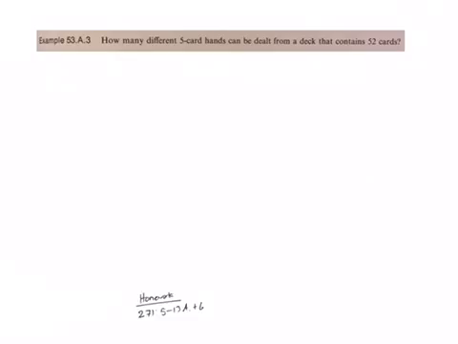One more here. This is example 53A3. How many different 5-card hands can be dealt from a deck that contains 52 cards? Think about it, having 1, 2, 3 is the same thing as having 3, 2, 1. So the order doesn't matter, which means this is a combination with 52 cards, taking 5 at a time. So this is going to be 52 factorial over 52 minus 5 factorial times 5 factorial, which is 52 factorial over 47 factorial times 5 factorial.